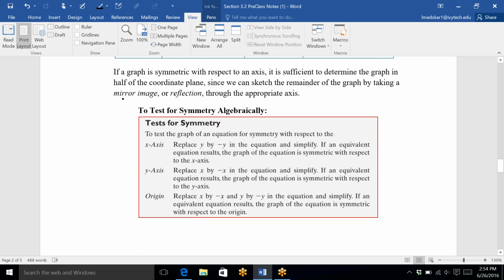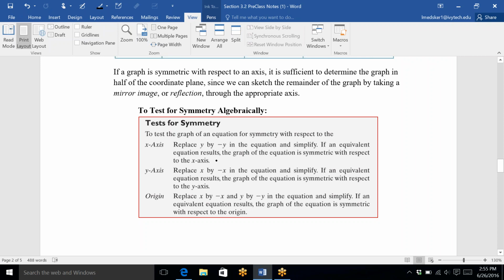Okay, so to test for symmetry algebraically, because you won't always have a picture in front of you, if you want to test for x-axis, you replace y with negative y, you simplify the equation down, and you check to see if the original equation pops back out.